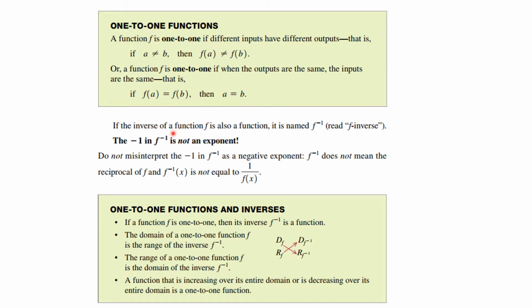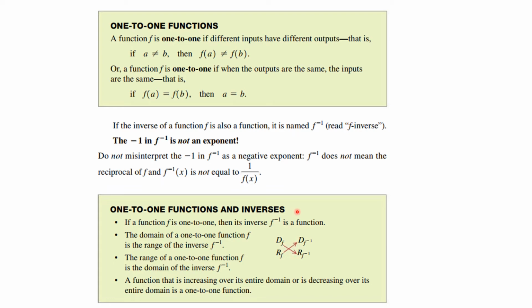If it turns out that the inverse of a function is also a function, it is called, with this symbol, f inverse. That little minus 1 is not an exponent if this is a function. We just read it as f inverse. So note that that minus 1 in f inverse is not an exponent. That means that f inverse does not mean 1 over f of x. It means something else. It means we're finding the inverse function, and we'll keep talking about that. Turns out that there's an intimate relationship that exists between one-to-one functions and inverse functions. If a function is one-to-one, then it does have an inverse that is a function.